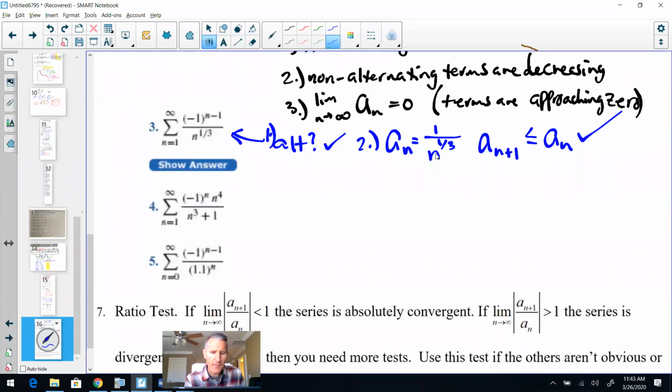And then the third thing that we look for is the limit as n approaches infinity of that non-alternating part. Does this go to 0?